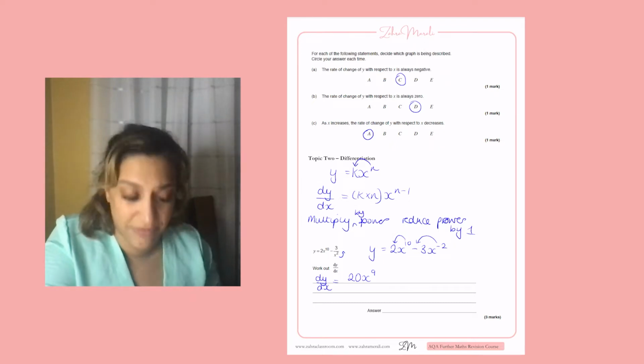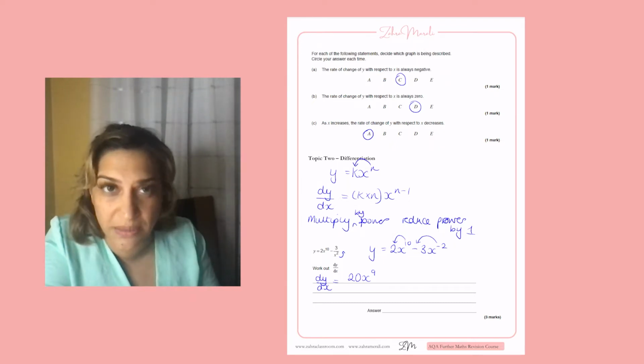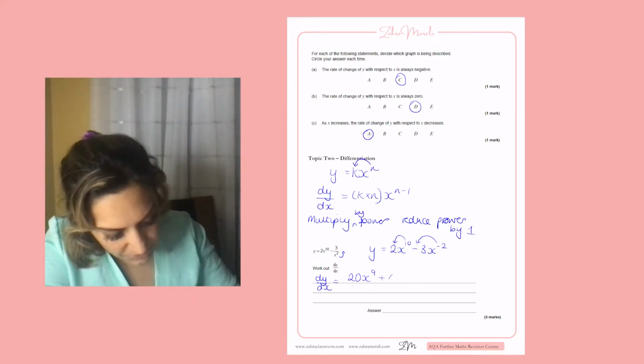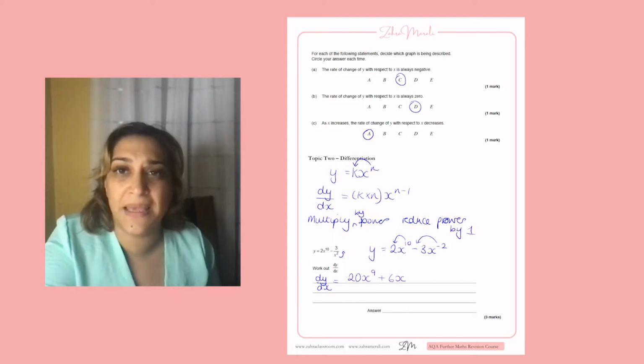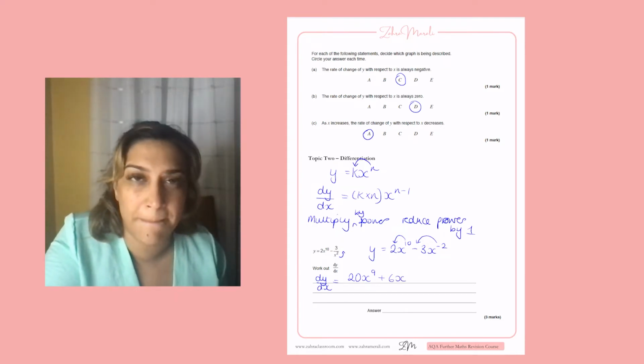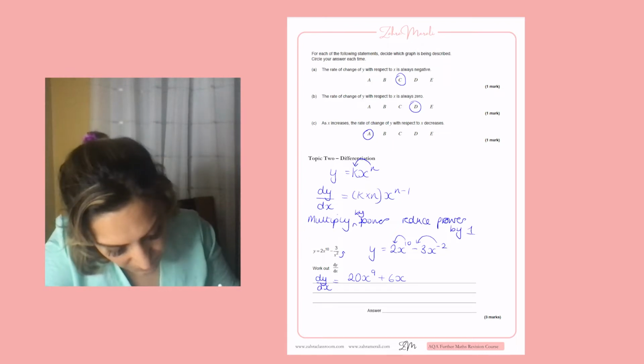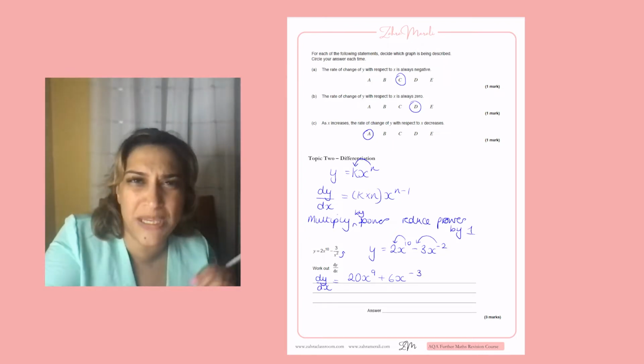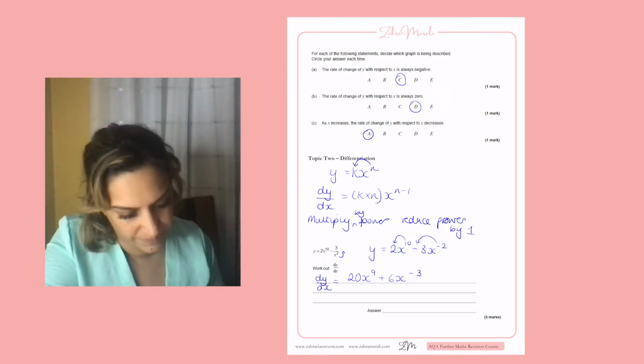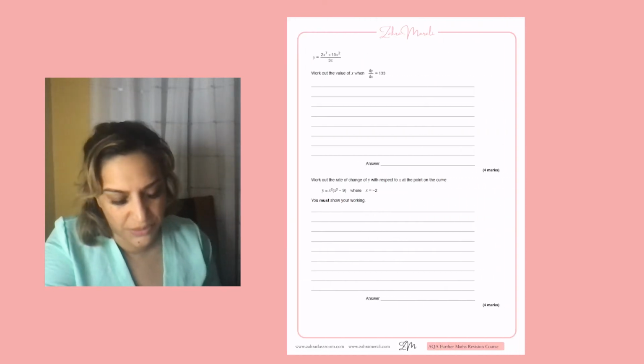And then we bring down this one. So minus 3 times minus 2, which is plus 6x. Minus 2 minus 1 gives us minus 3. So be super careful with negative numbers. We've got some more here.